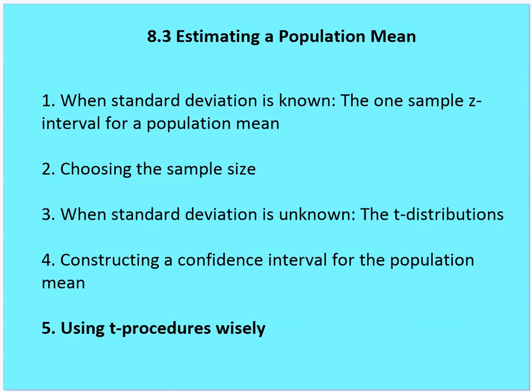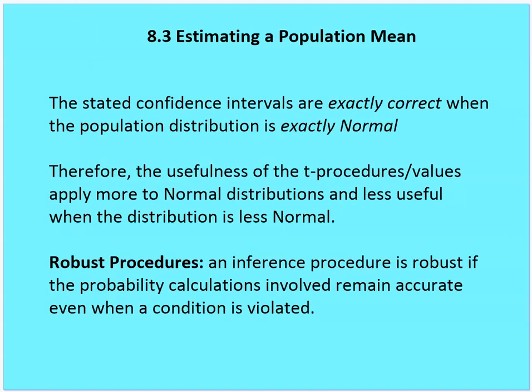All right, last thing we want to talk about, using t-procedures wisely. Stated confidence intervals are exactly correct when the population distribution is exactly normal. However, when it's not normal, there are some considerations. The usefulness of t-procedures applies more to normal distributions, and they're less useful when the distribution is less normal.